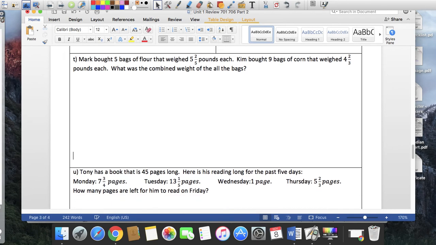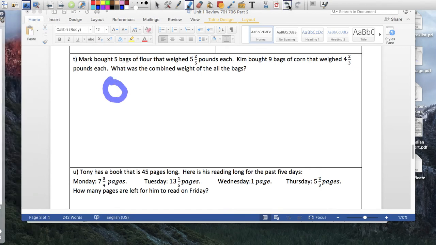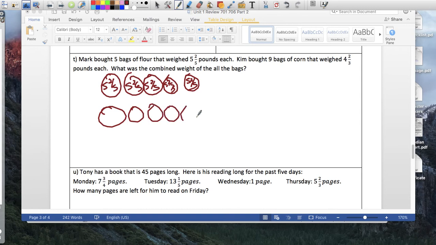So again, Mark bought 5 bags of flour. 1, 2, 3, 4, 5, and each weighs 5 and 2/5. 5 and 2/5, 5 and 2/5, right? I'm not going to write all of them. And the other one, he has 1, 2, 3, 4, 5, 6, 7, 8, 9, and each bag is 4 and 2/3. So we want the total weight of all these bags combined.